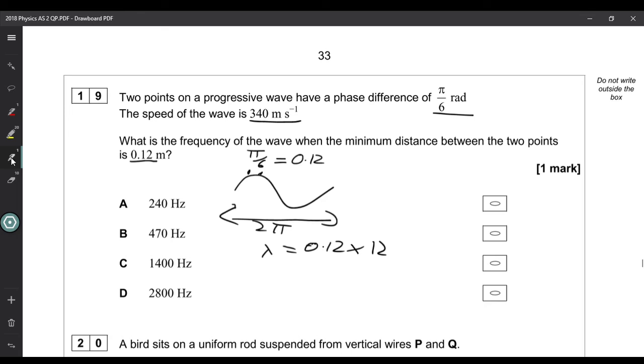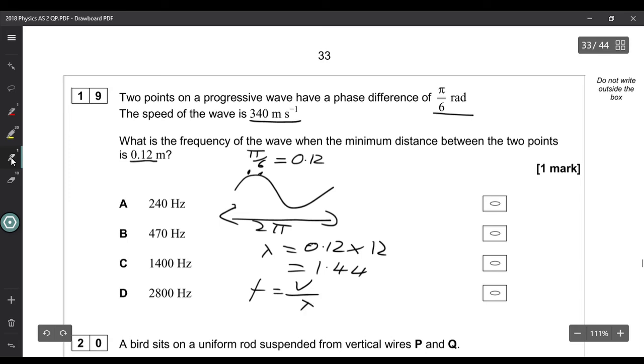because if this distance here is pi over 6, then because the wavelength is 2 pi, we're going to have 12 of these gaps for a full wavelength. So that comes out to be 1.44. We also know that F equals V over lambda.